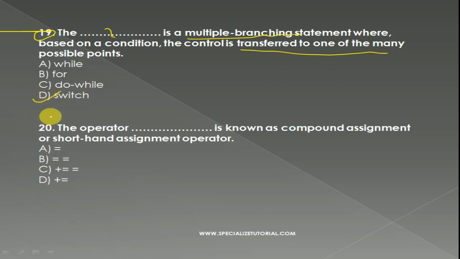Now take question number 20: which operator is known as the compound assignment or shorthand assignment operator? Basically, this assignment, like plus equal to, is a shorthand compound assignment. So option D is known as the compound assignment or shorthand assignment operator.